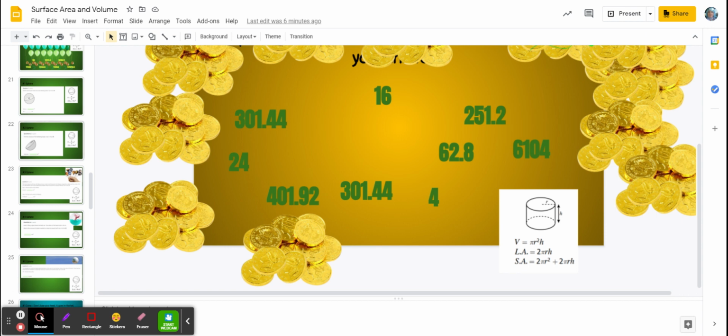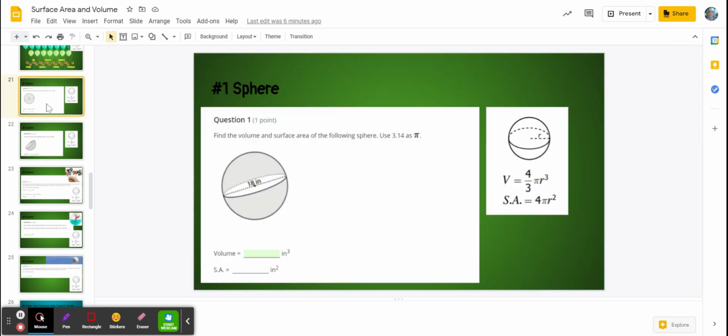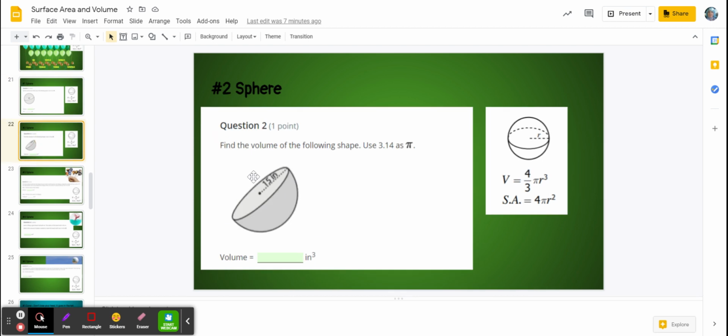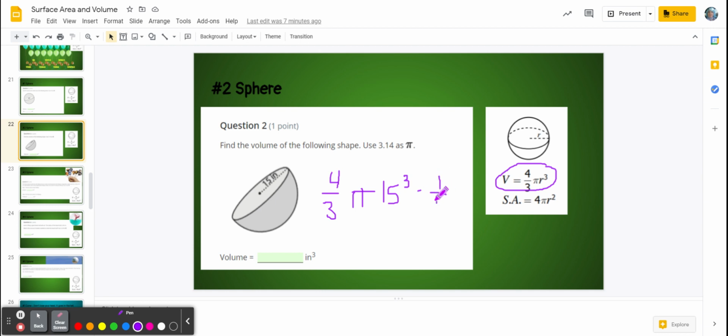Last couple of minutes for questions if you have any. Again, if you have moved on to cylinders or spheres, make sure you know that when you get a hemisphere like this, you divide it in half. So I'd find the volume, but then divide it in half. So in the calculator, we do 4/3 times pi times 15 cubed, and then multiply by 1/2, divide by 2, however you want to do that.